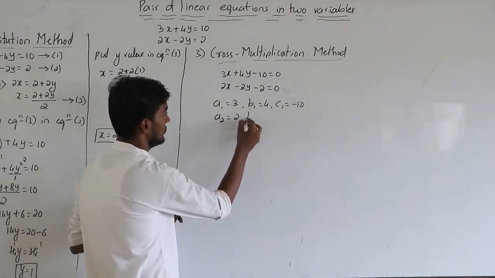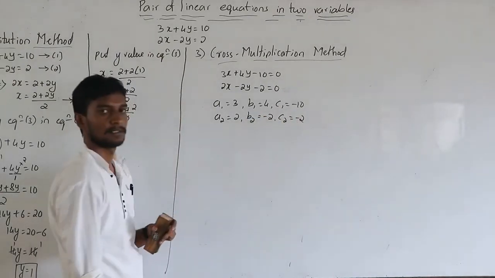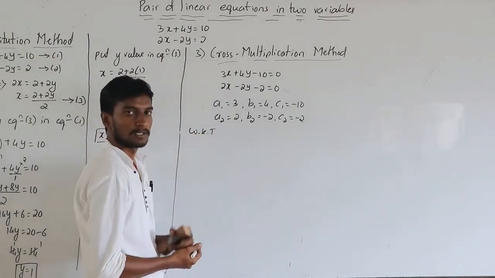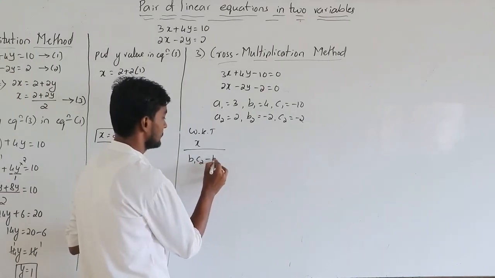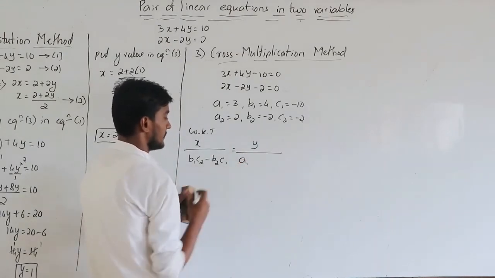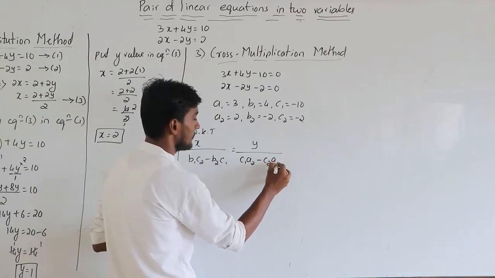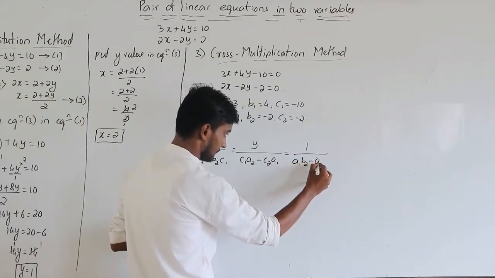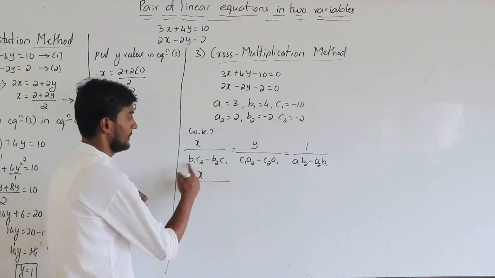a2 value is 2, b2 value is minus 2, c2 value is minus 2. We know the formula. This is very important here in the cross multiplication method to write the formula. x divided by b1 c2 minus b2 c1 is equal to y divided by c1 a2 minus c2 a1 is equal to 1 divided by a1 b2 minus a2 b1. So x divided by b1 c2.